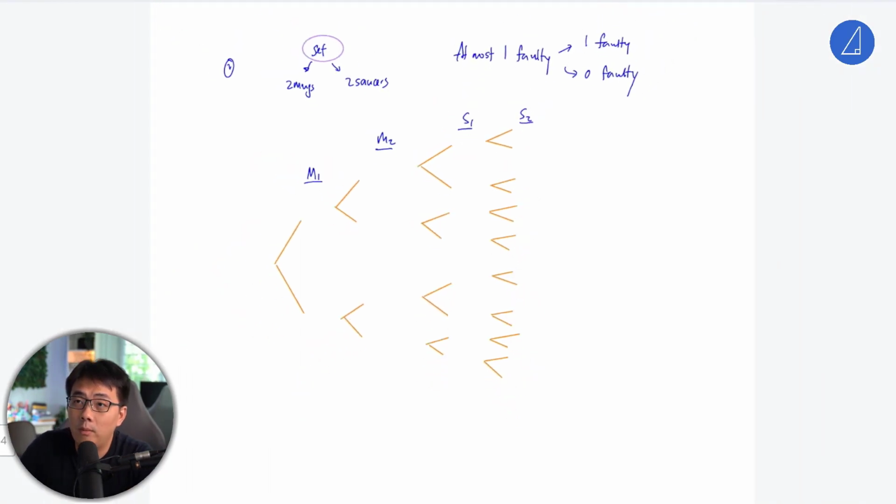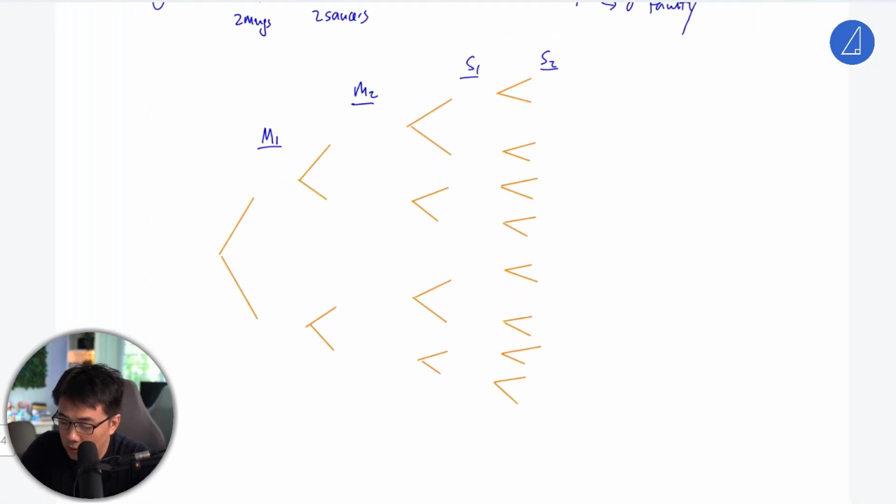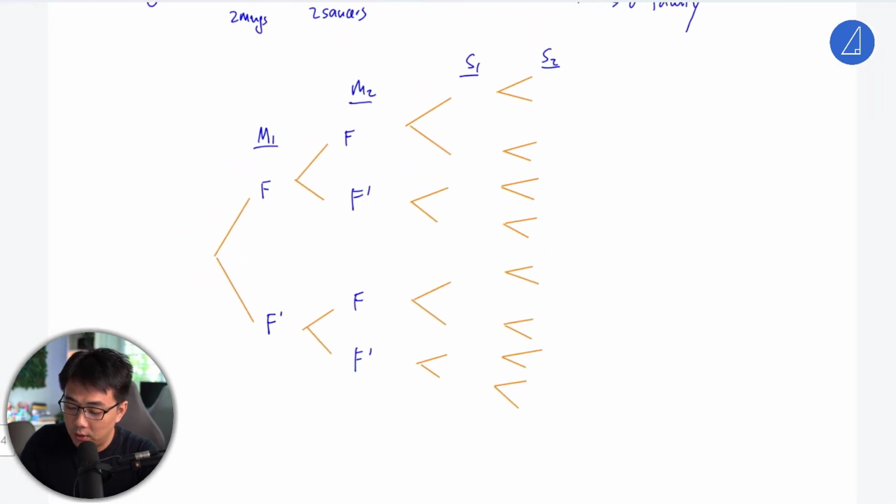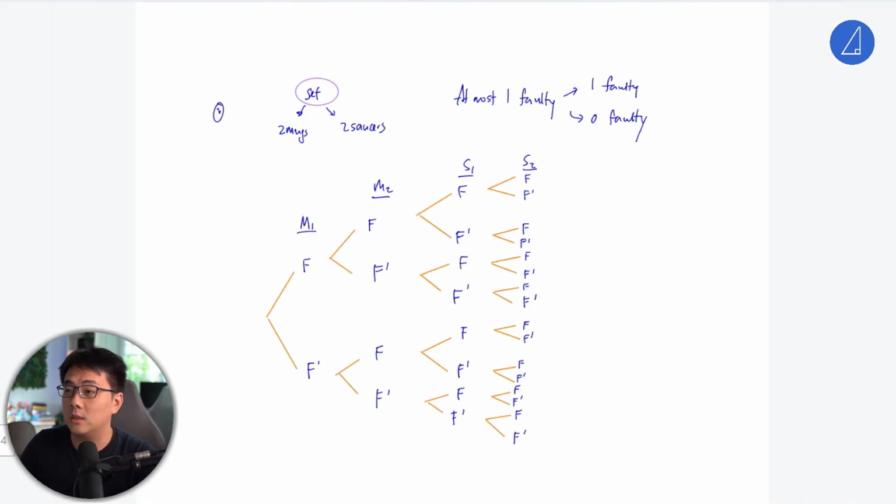So here we've got mug 1, mug 2, saucer 1 and saucer 2. So mug 1 is either faulty or non-faulty. What we need to do is just find out which branches we need to add up to give us 97%. So I'm going to fill all this up. This is the tree diagram.